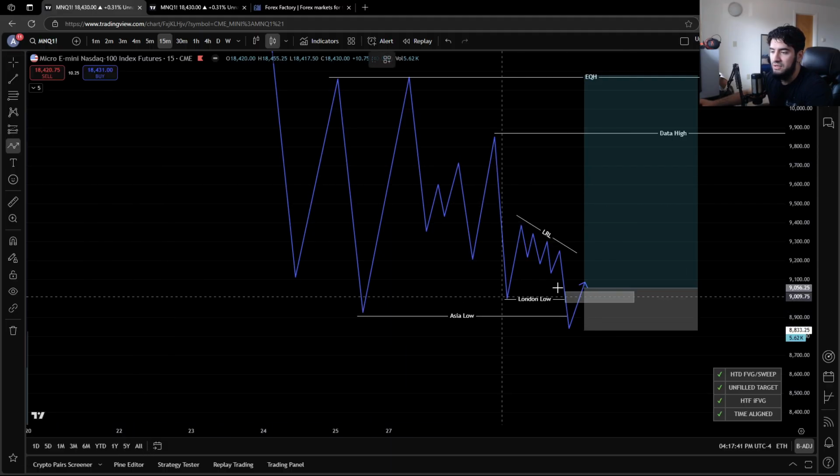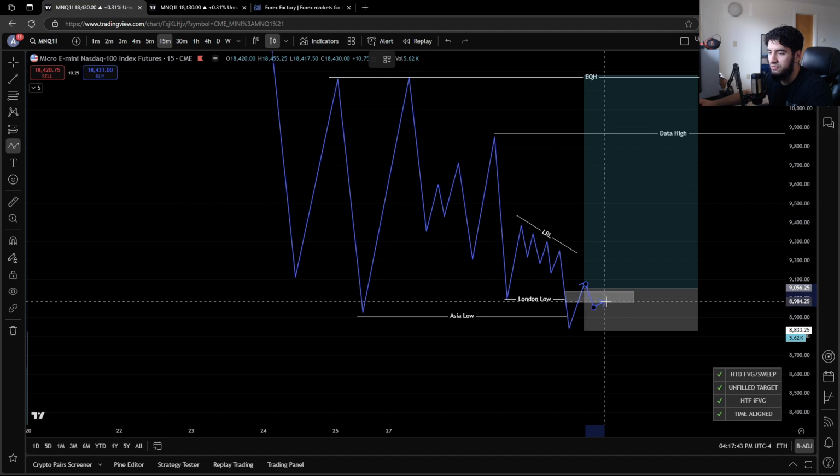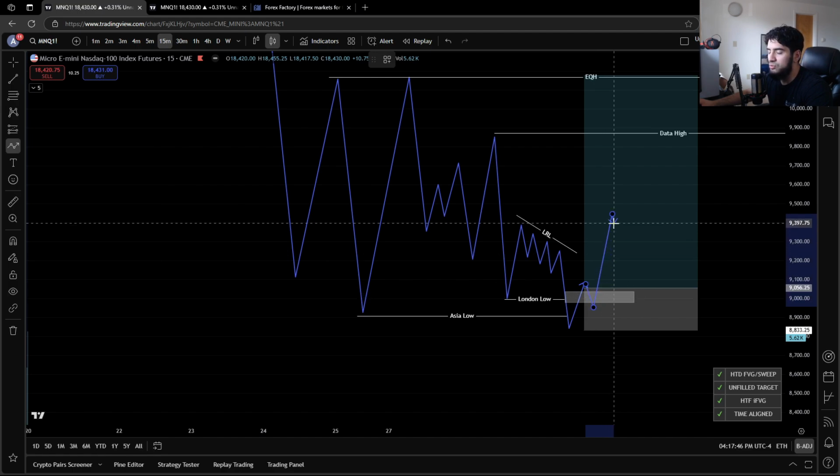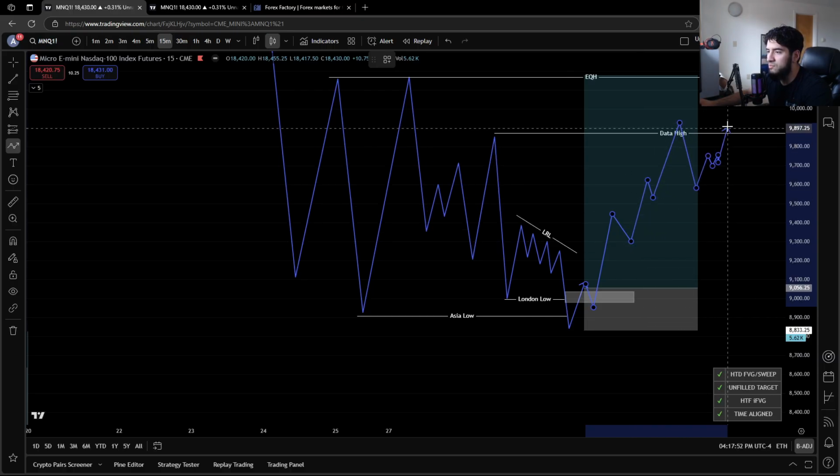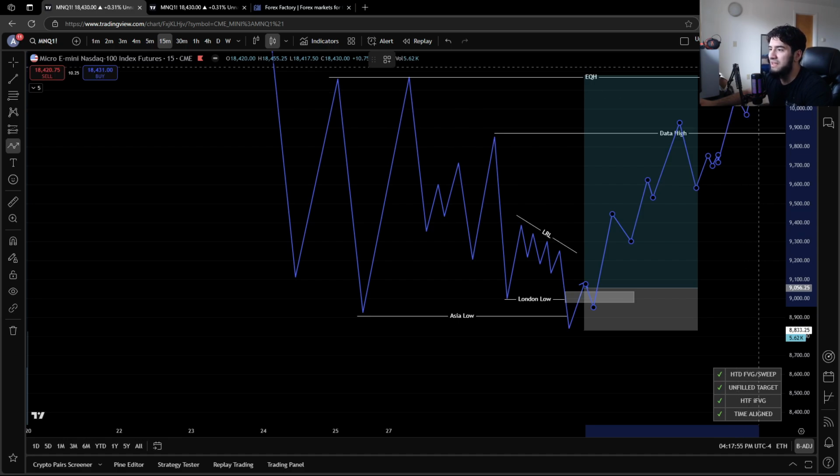And most likely what you're going to see is price retrace back into this inverse fair value gap, and then boom, low resistance liquidity got taken out. Then we start to see price trade up, take out the data high, retrace a little bit, maybe chop around a little bit, then go up higher, boom, and then take out the equal highs.